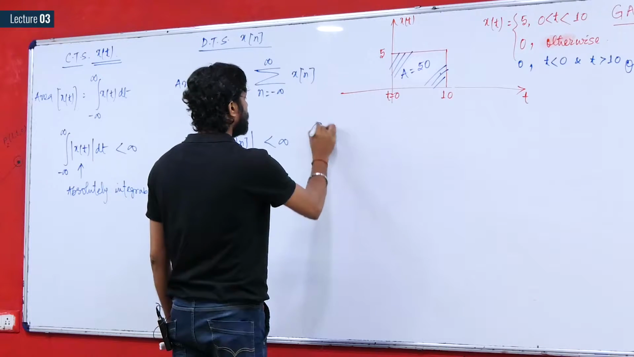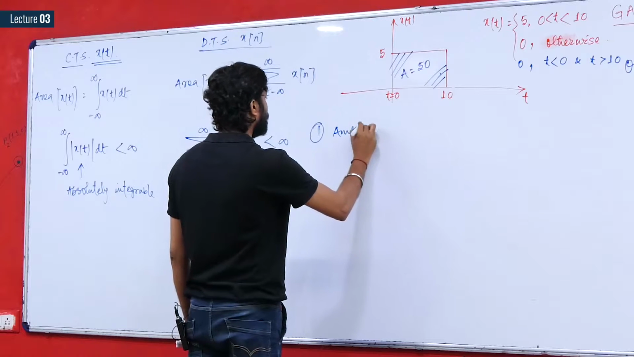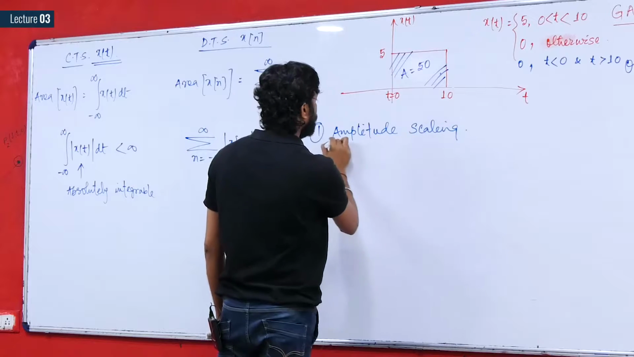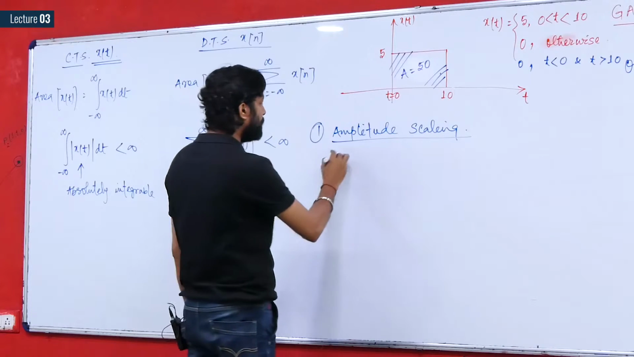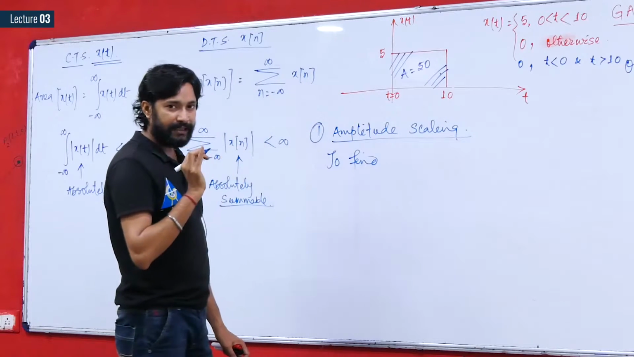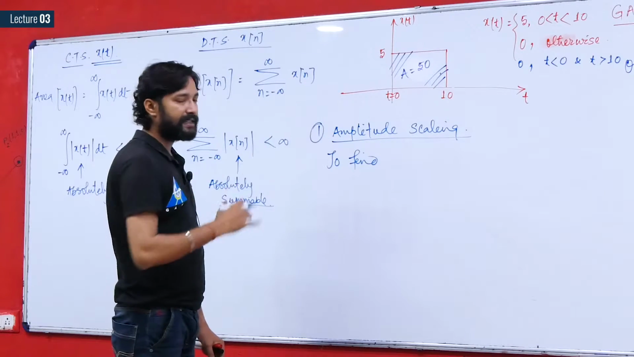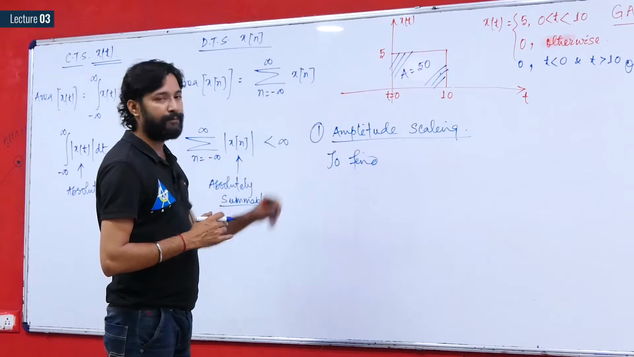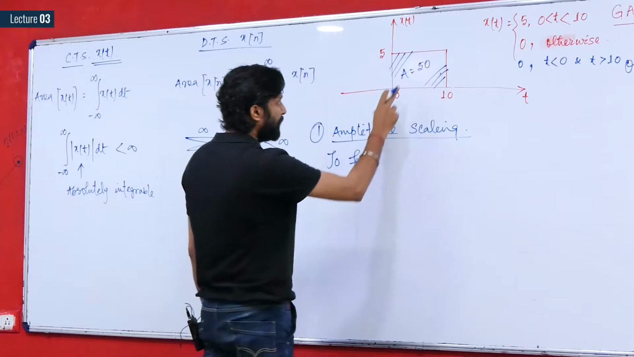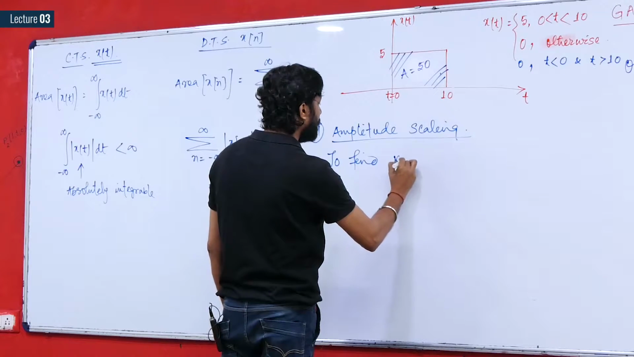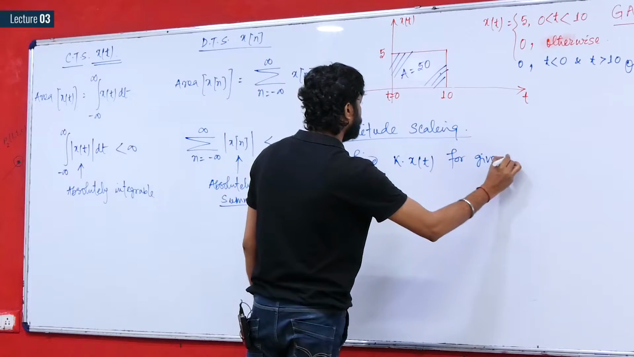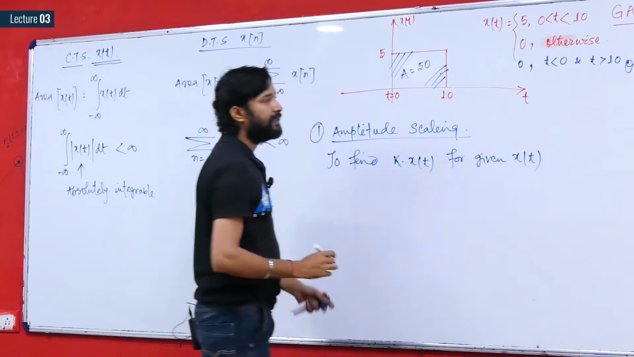So now if we are going to discuss the properties, the operations, we are going to take the first operation, that is amplitude scaling. To perform this amplitude scaling, for the given signal x of t, we are first taking the continuous time signal case, then we will be discussing the discrete time signal also for the same operation. So for amplitude scaling, we have to find k times x of t for the given signal x of t.